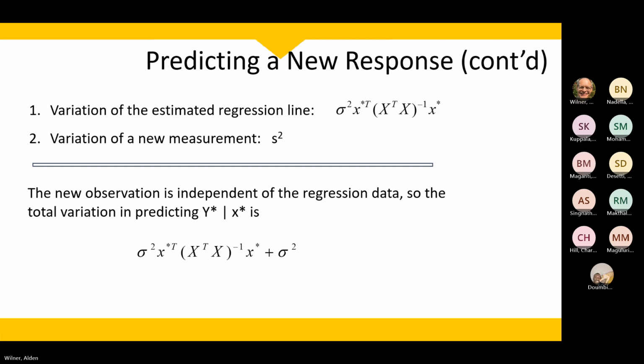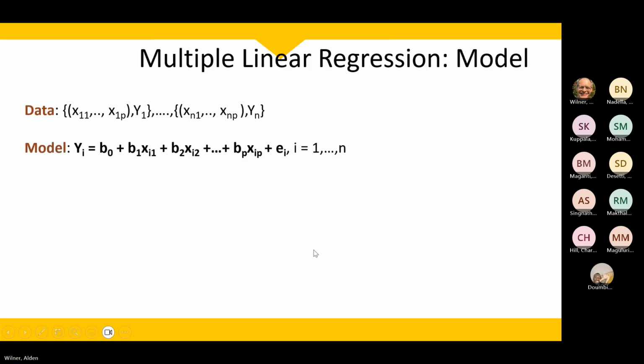So our variation of the regression line is with this formula. Our variation of a new measurement is this formula. When we start doing those together, we end up with our new observation having simply the estimated, just sum the two together, right? So the variance of the new observation added to the model.